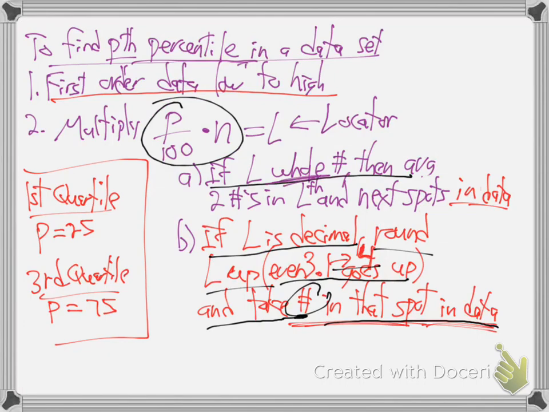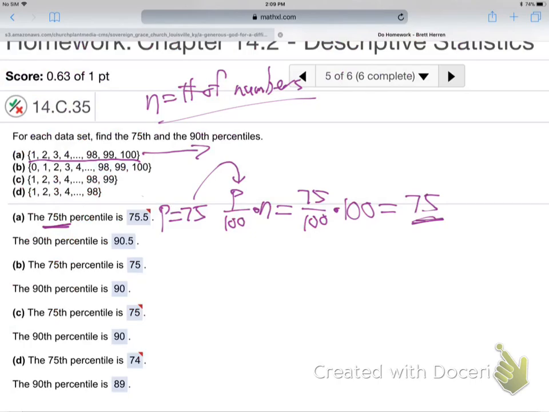If it's a whole number, that's a whole nother story. You don't round it up. What do you do? You average the two numbers, that spot and the next spot. That's what it says to do. If you get a whole number, you got to go there and the next spot, average them. Kind of like what you're saying, Johnny. It's an odd amount. It's two numbers. Yeah. So that means average the 75th and 76th numbers.